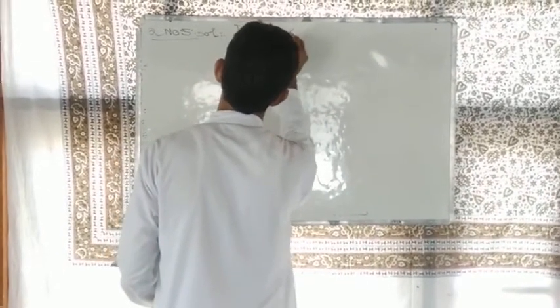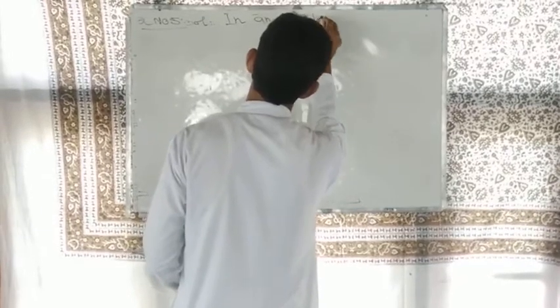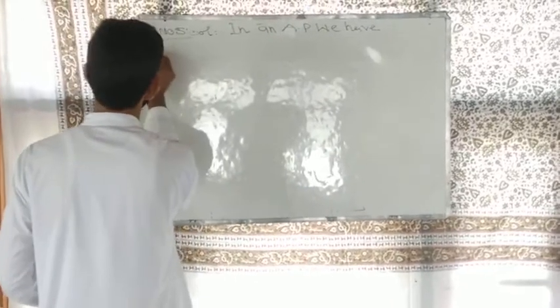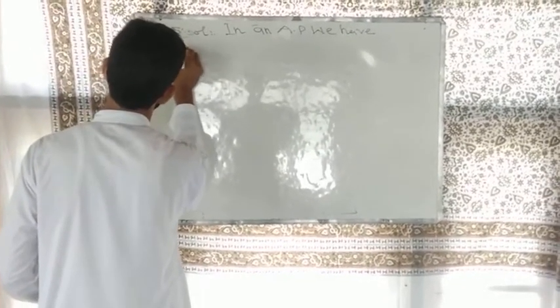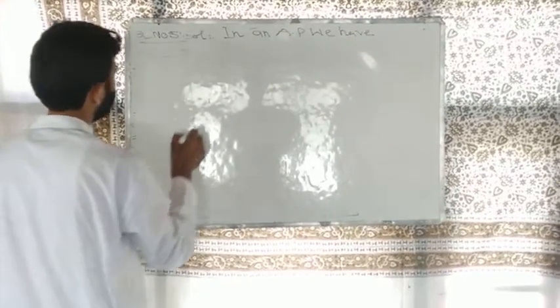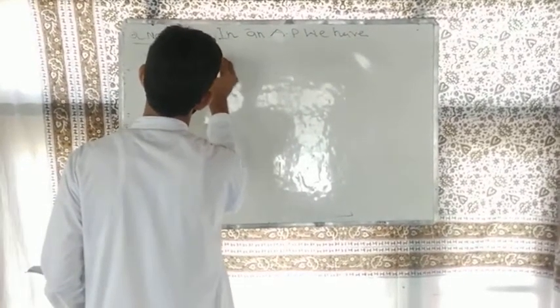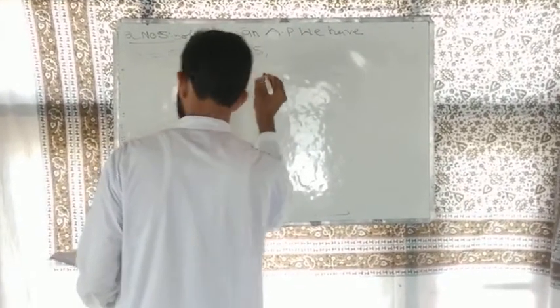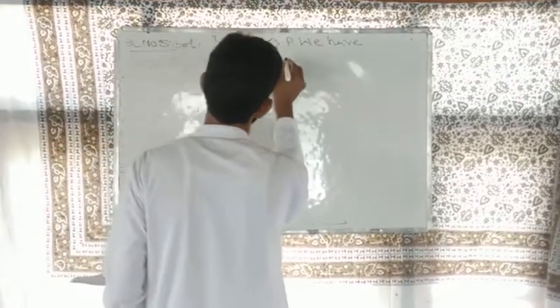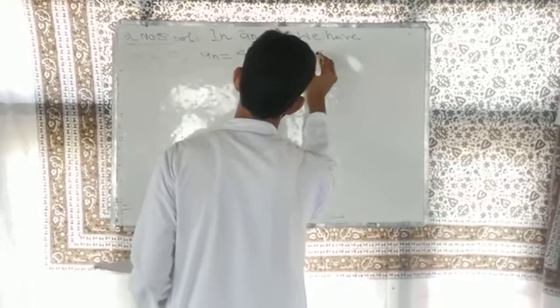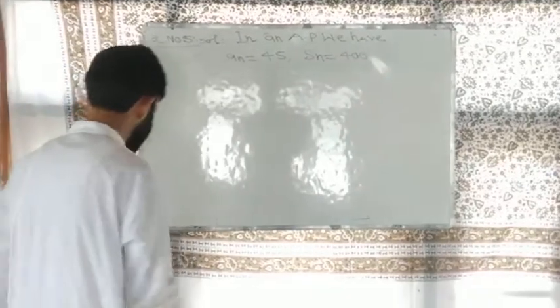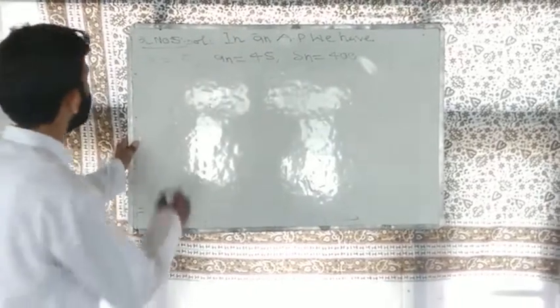In an AP, we have been given: the first term of the AP is 5, so note the first term A equals 5. The last term is 45. Last term is A_n, so A_n is 45. And the sum is 400. S_n, the sum of the first n terms, is 400. We have to find the number of terms, which we call n, and the common difference, which we call D.